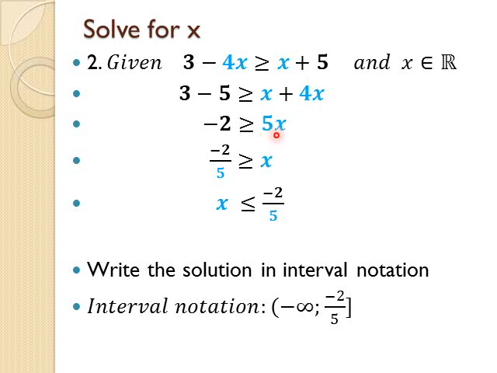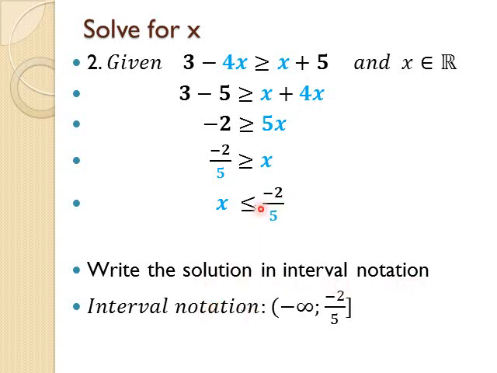Divide by the coefficient of x. So that becomes negative 2 divided by 5. X less or equal to negative 2 over 5. Or rewritten in a way that you would understand, x less or equal to negative 2 over 5. Right, now they say write the solution in interval notation.